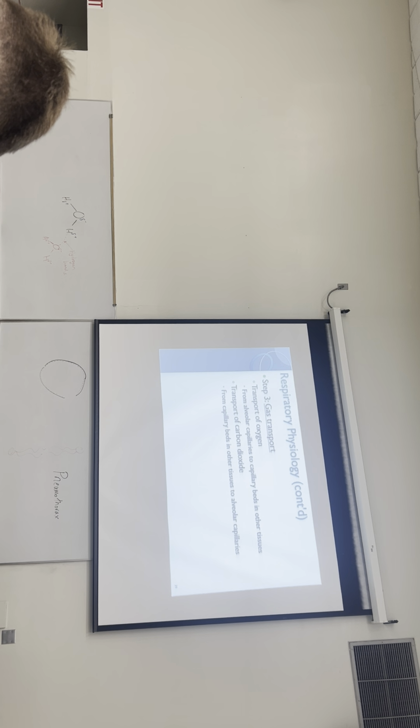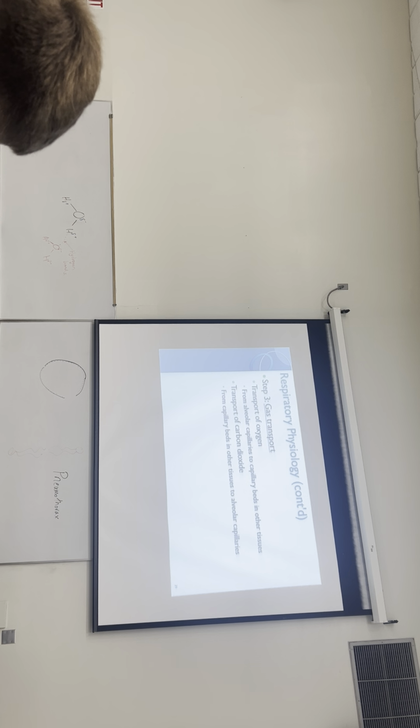And then transport. We have to transport the oxygen, we have to transport CO2. So it's our circulatory system that does this. We mentioned the oxygen transport. What are two ways in which oxygen is transported in blood?